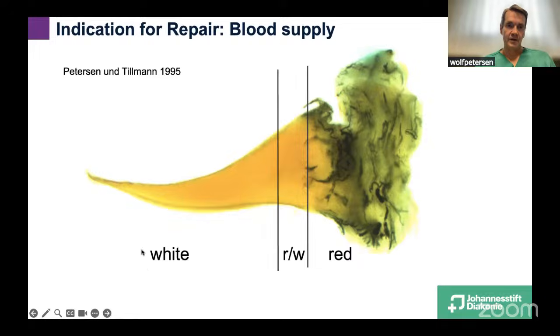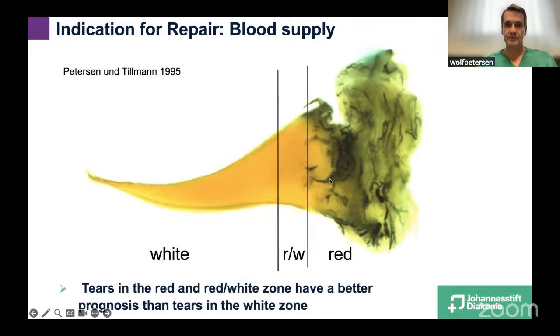We can divide the meniscus into 3 different zones. The big white zone in the central part is the avascular zone. Here the meniscus tissue has a poor healing potential, in contrast to the outer zone, which is the red zone, and the zone in between is the so-called red-white zone. In general, meniscus repair is normally recommended in the red and red-white zones. So tears in these zones have a better prognosis than tears in the white zone.